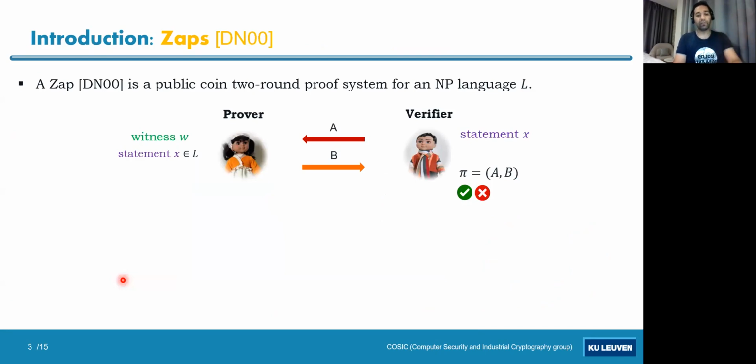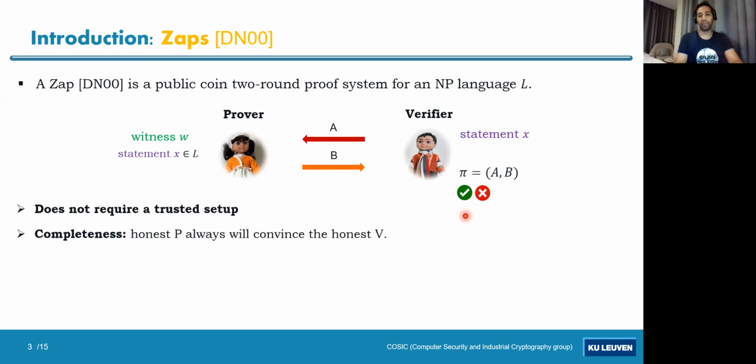So in this paper, we will use Zaps. Let's have a short overview of them. A Zap is a public coin, two-party, two-round protocol, which starts with a verifier and then continues with the prover. A and B together build the proof. And finally, the verifier verifies whether this proof is valid and returns accept or invalid. The cool thing about this primitive is that it doesn't require a trusted third party. And that's a nice thing.